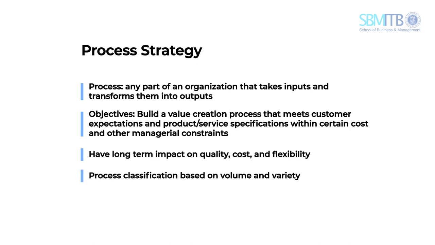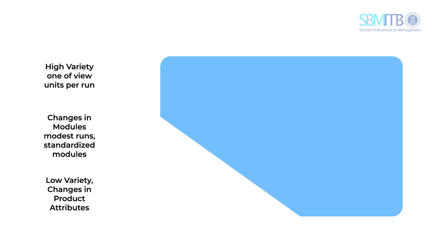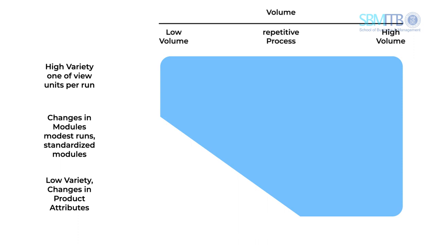We can classify processes based on the volume and variety continuum. Based on volume and variety, processes can be illustrated in this matrix. Processes may have low and high variety, as well as low and high volume. The process with high variety and low volume is called process focus, or project, or job shop work. Examples of this category are hospitals and restaurants.